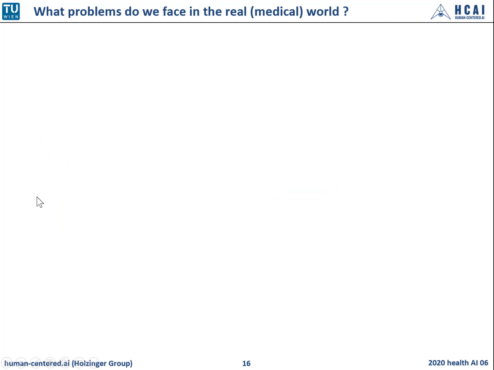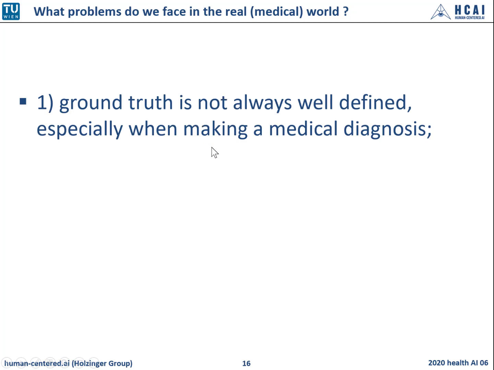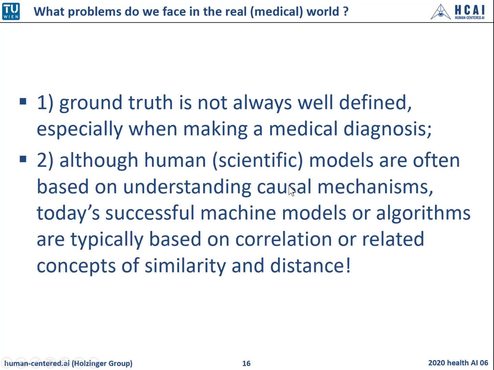So what problems do we face in the real medical world? I cannot ask you this question often enough, and this is maybe the problem we are confronted with: non-IID data. I think I have already mentioned it, but I repeat it. Ground truth is not always well defined, especially when making a medical diagnosis. Although human scientific models are often based on understanding causal mechanisms, today's successful machine models or algorithms are typically based on correlation or the related concept of similarity and distance. And you know, correlation is not causation.